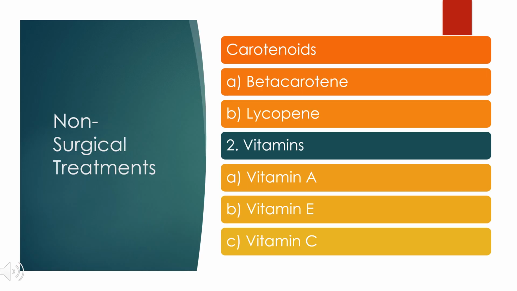In non-surgical treatment, the treatment of choice is giving carotenoids, vitamins, mainly vitamin A, E and C, and anti-neoplastic drugs. And also there is phototherapy. So these are the non-surgical treatment.